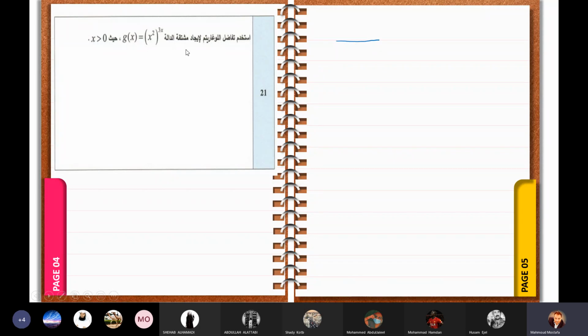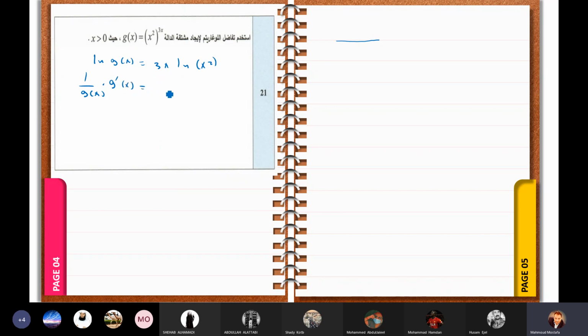Okay. Now we need the derivative of the function here using logarithm. You have to put ln for both sides. ln g of x is equal to 3x ln x squared. Then the derivative of ln g of x is 1 over g of x times g prime of x.